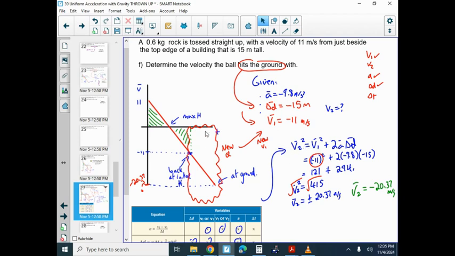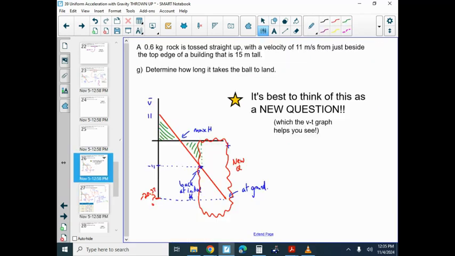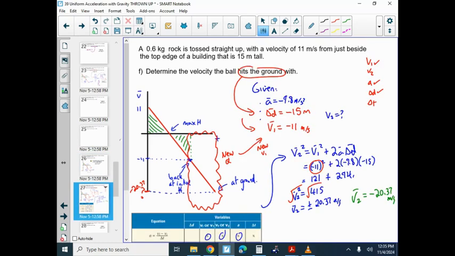But anyways, if we did treat this as a new question, we'd have our minus 11 starting velocity, our acceleration, and we drop 15, right? And so it seems very straightforward, and you just calculate it out, you get that the final velocity is going to be plus or minus 20.37, so obviously the down direction, right? So just note that in some cases, it's nice to think of this as a new question, but it's also nice to realize that you didn't need to for sure.